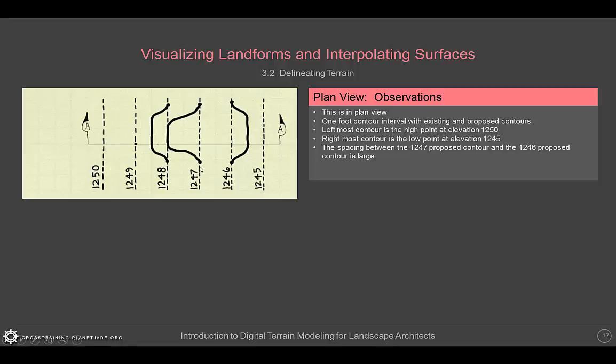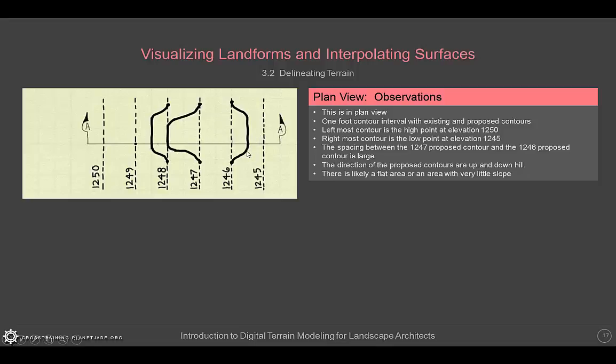And it looks like there's quite a significant amount of space between proposed contour 1246 and proposed contour 1247. So this is going to suggest that there's probably most likely going to be a flat area in between here. So we're trying to propose something flat. Also notice the direction of our proposed contours. Some of them are kind of going up the slope, and some of them are going down the slope. So this one's going into our hillside, where this one is coming out of our hillside.